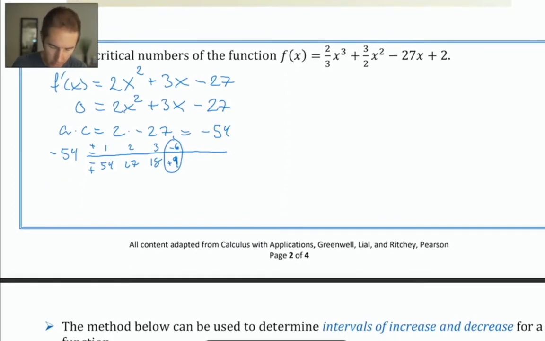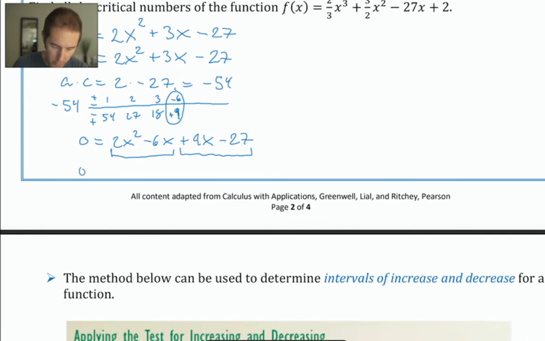So I'm rewriting my equation: 0 equals 2x squared minus 6x plus 9x, combined like terms, that equals positive 3x. That's our b value, minus 27. And then we will factor by grouping. We'll factor these 2 terms, factor these 2 terms.